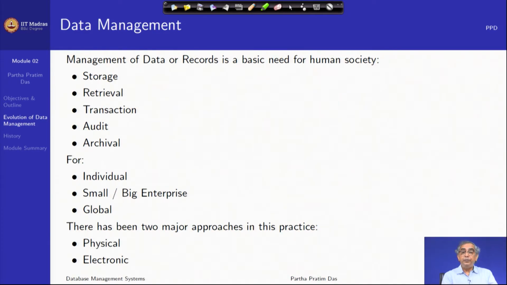The question is, what should be the approach? If you look at human history, there have been primarily two major approaches in this practice, which are very natural. One is physical. The world started physical. From the day people started realizing the need for maintaining records to satisfy storage, retrieval, transaction, audit and archival requirements, people started maintaining records physically, and then came the electronic era.